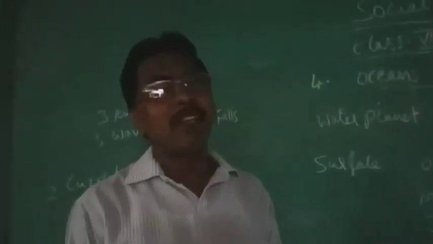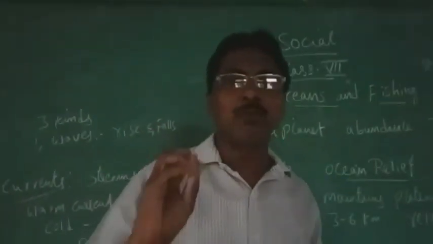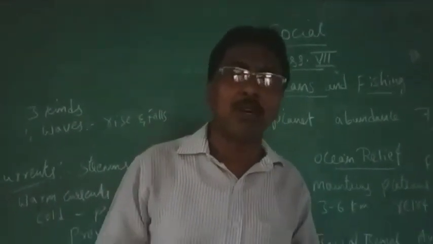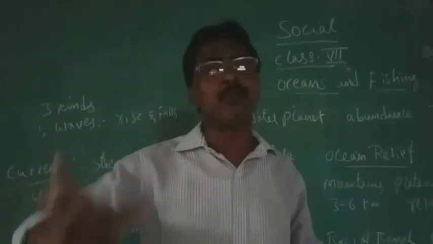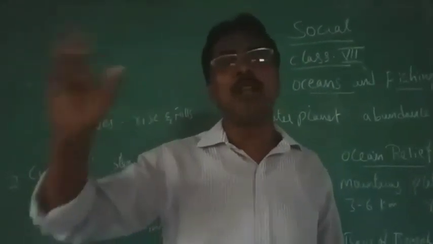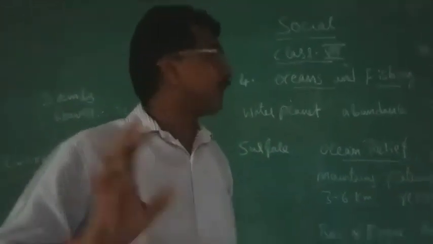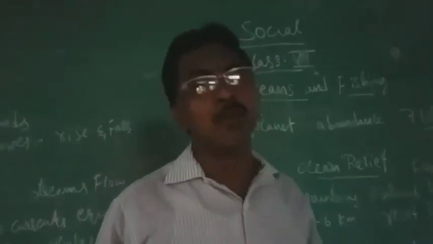Ocean water is saline. What is called saline? Saline means salt. The ocean water will be very salty. If you take one glass of ocean water and boil it, you will get salt. That much saltness will be there in the ocean.